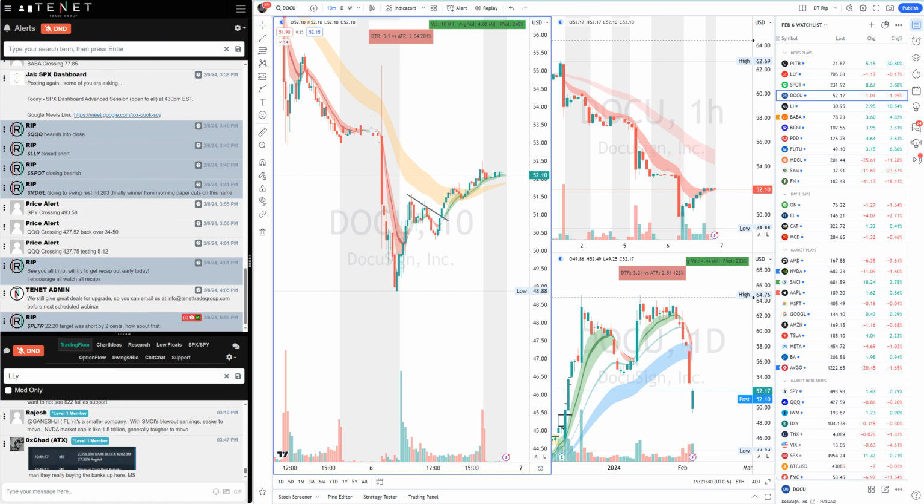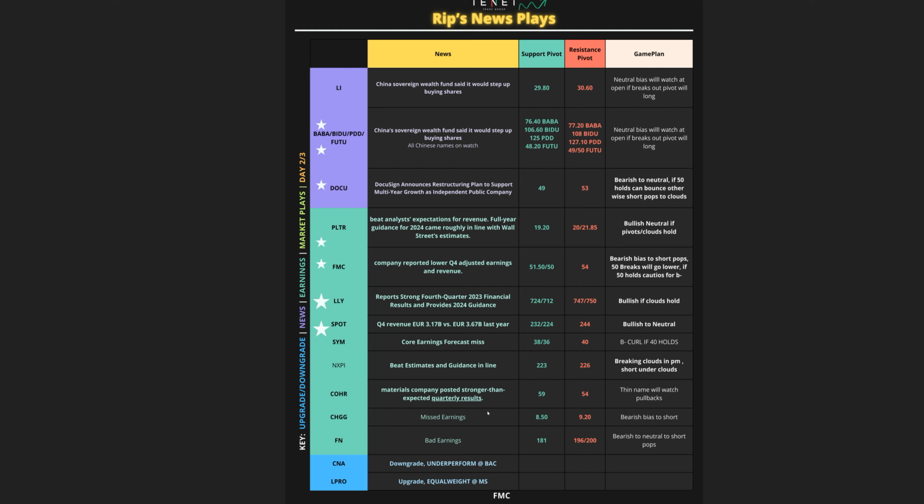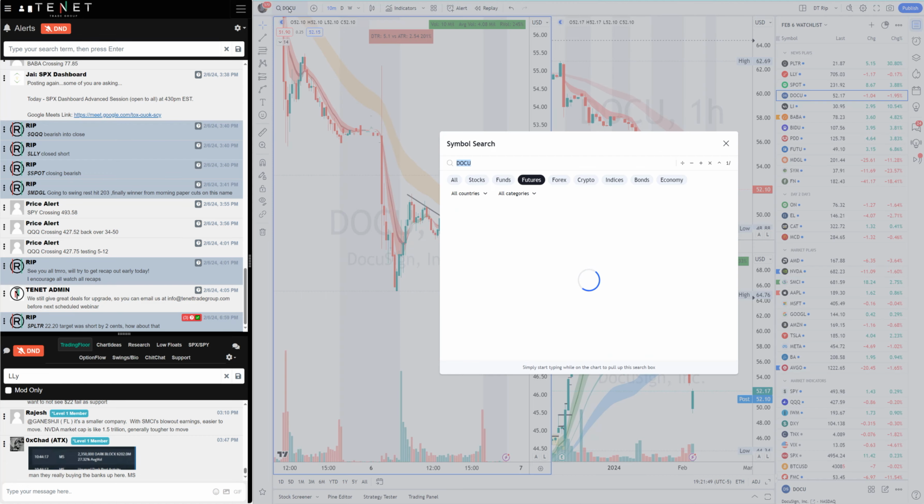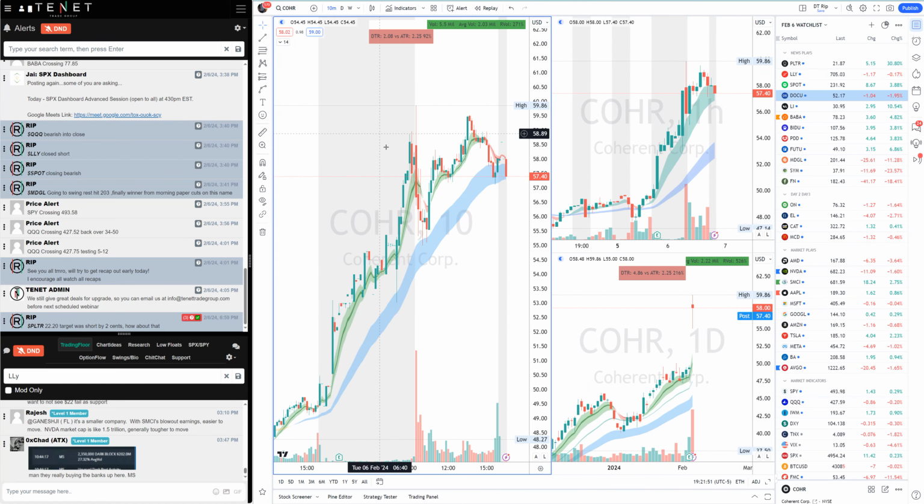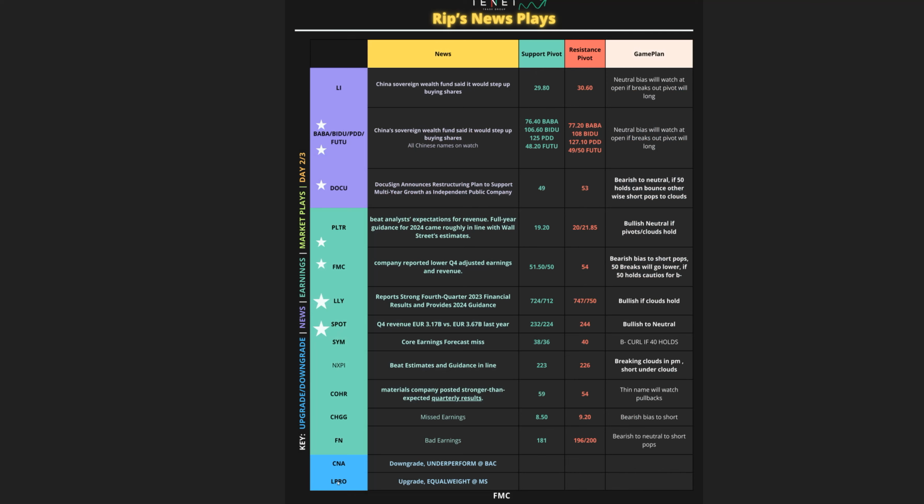Let's quickly look at some of the other plays. I didn't play them, but let's look at CHOR, 59.54. What did it do? Let's look at CHOR. It moved down, held the clouds and a push. Nice setup. It was a cloud pullback setup, a midday cloud pullback setup. That was the setup on CHOR, a decent one if somebody played it.